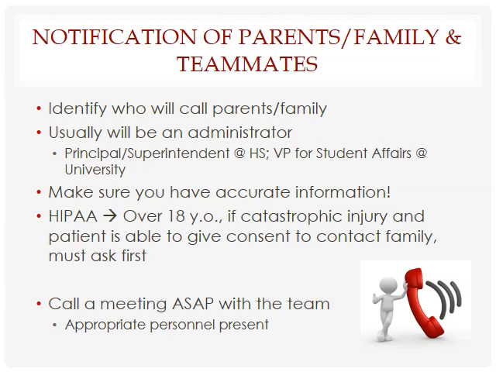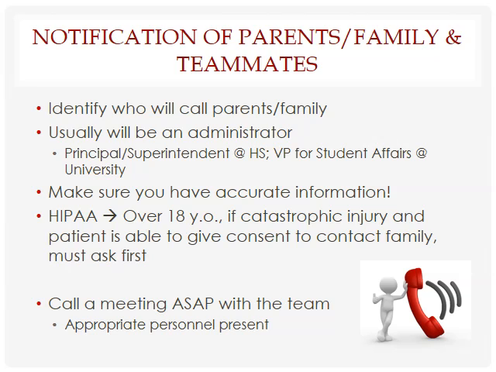It is also important that a catastrophic incident plan identifies who will call the parents or family members of the individual involved in the incident. Usually this will be an administrator, but either way, the person who will call parents or family members should be identified in advance within the catastrophic incident plan. Very often this may be a principal or superintendent at a high school, or a vice president for student affairs, or president of a university. This individual should make sure they have all accurate information before contacting parents and family members.